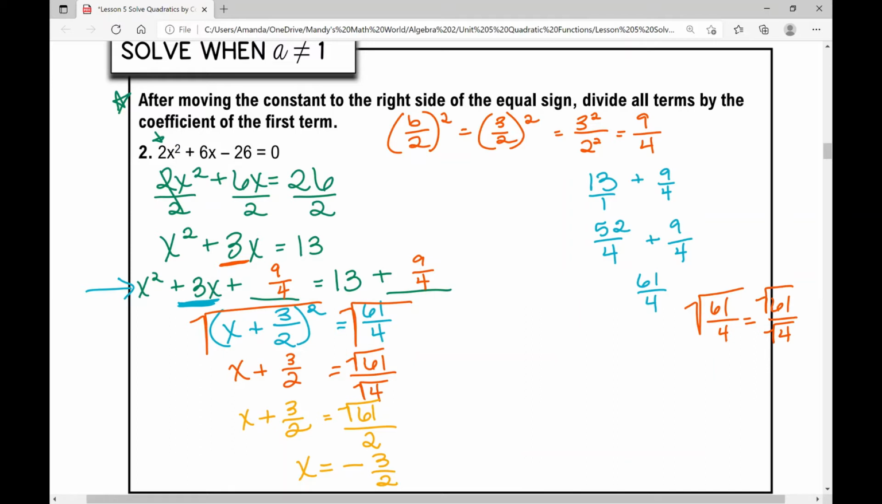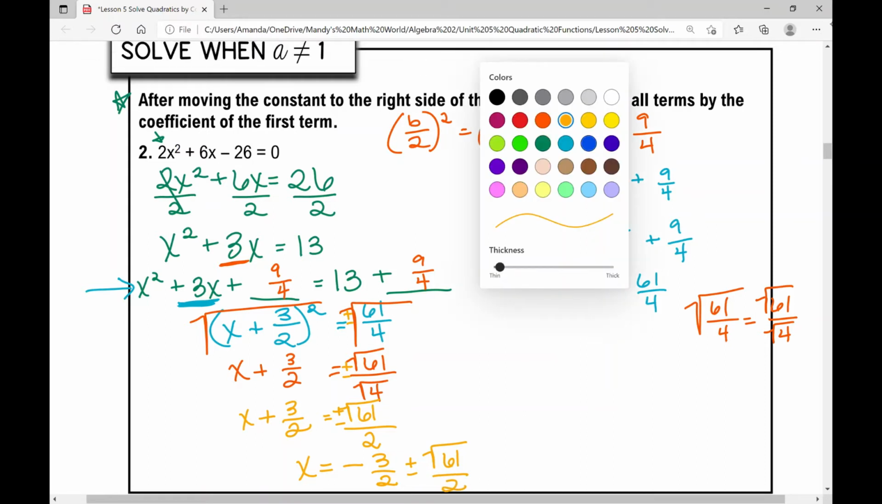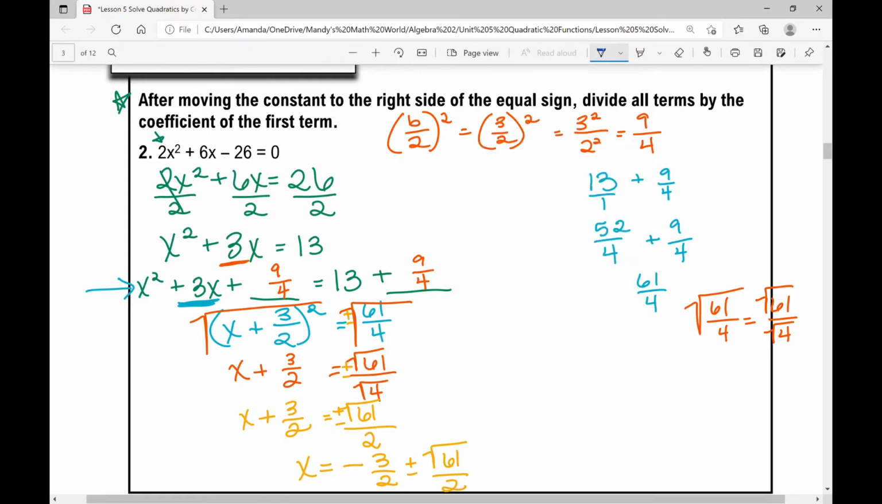Oh, you know what? I never wrote plus or minus. I should probably write plus or minus over here, plus or minus the square root of 61 over 2. Sorry about that. Need to have your plus or minus there. So negative 3 over 2, follow me right here, I'm going to move it up to here. Negative 3 over 2 plus or minus the square root of 61 over 2.